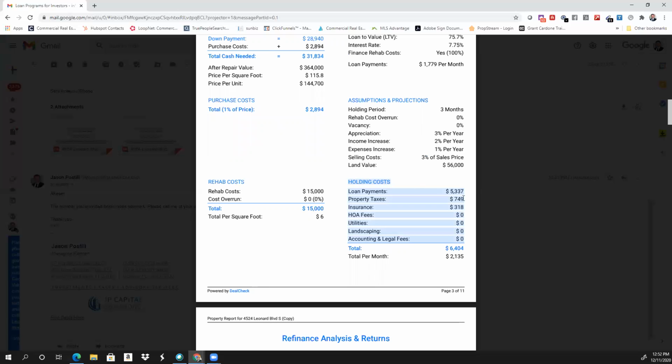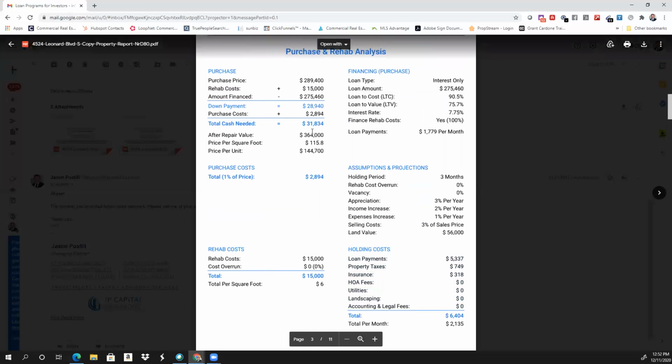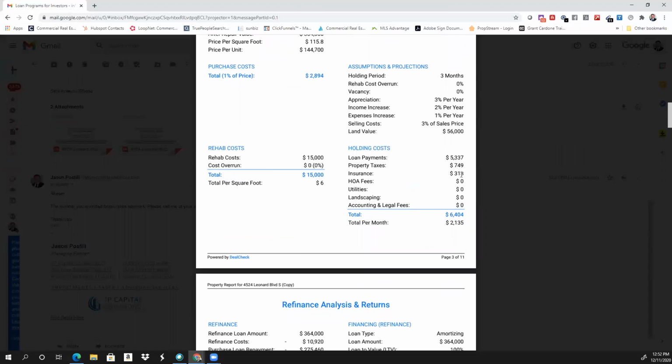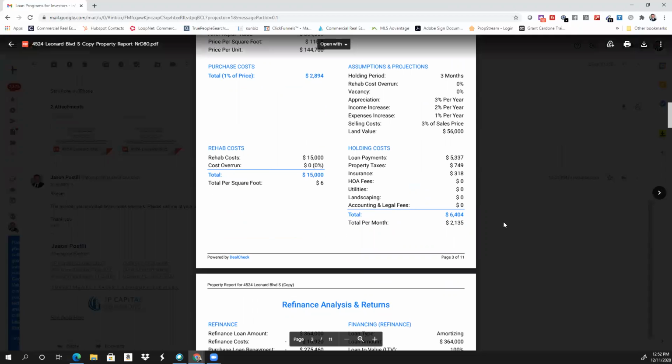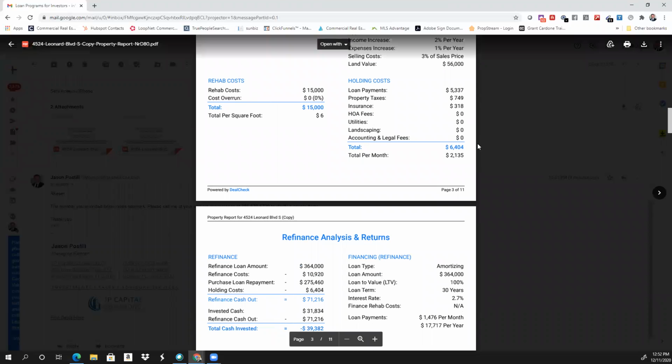Here's the income, right? Of course, he put the income in, and then he puts property taxes and insurance. I'm glad he at least had that, but there was nothing else. And yeah, there might not be HOA fees, but there's 100% going to be utilities. There's going to be landscaping.